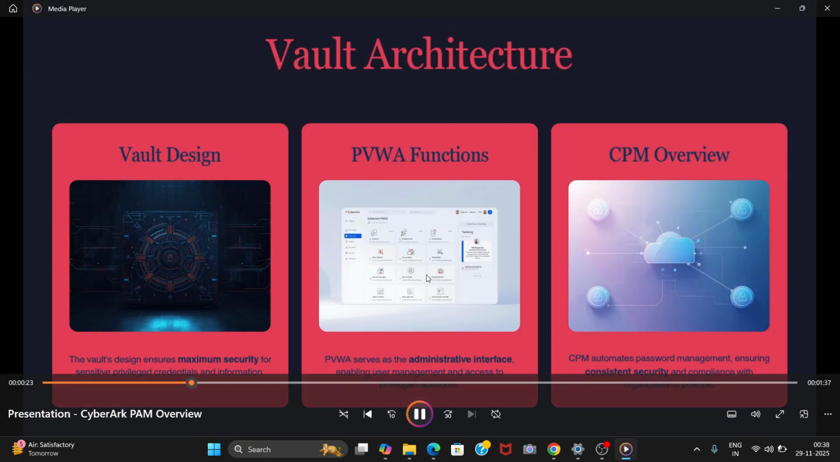Today we are going to create one video on the CyberArk components. What are the basic things that are needed in CyberArk? What is the background you need to start a career in CyberArk? And what are the main components of CyberArk? And a basic overview of CyberArk is what we are going to discuss in this video.